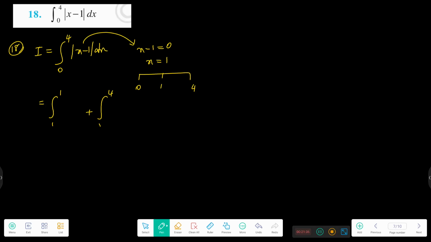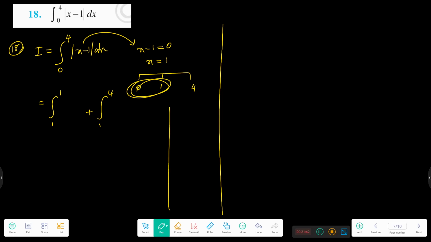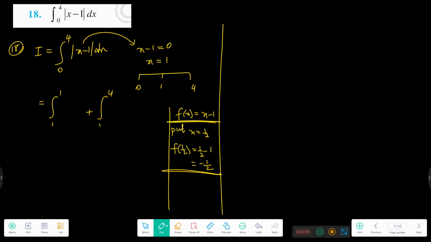Then what does the modulus of x minus 1 become? Listen carefully. From 0 to 1, take any number and apply it in the question. f of x is equal to modulus of x minus 1. Take x without the modulus, then you come to know which is negative and which is positive. Put x equal to half, that is 1 by 2, from the 0 to 1 limits. f of 1 by 2 is equal to 1 by 2 minus 1, equal to minus 1 by 2. The answer is coming negative, so what did I tell you to do? Use minus of x minus 1.